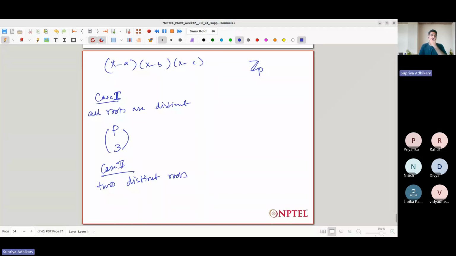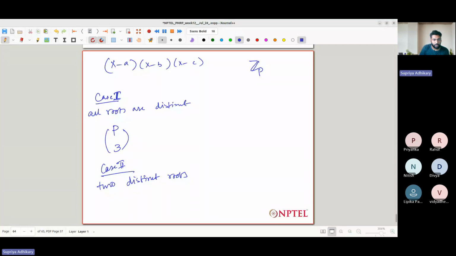So there are basically two distinct roots. That is either A is equal to B and C is distinct from A, or B is equal to C and distinct from A, or A is completely distinct from B and C. Okay, so there are only two distinct roots. And case 3 would be that there is only one distinct root. So all of these roots are the same. So that can be the third possibility.